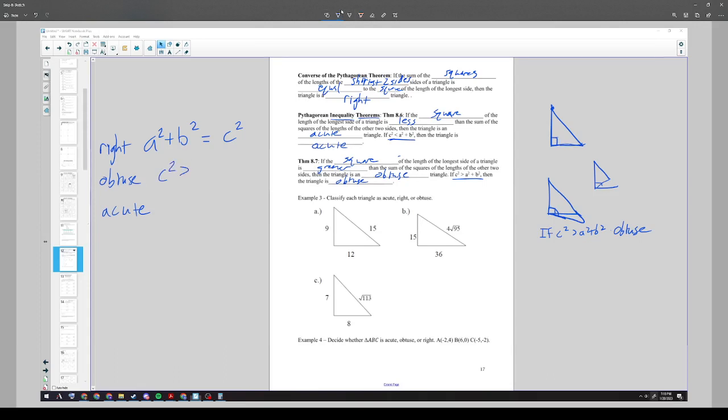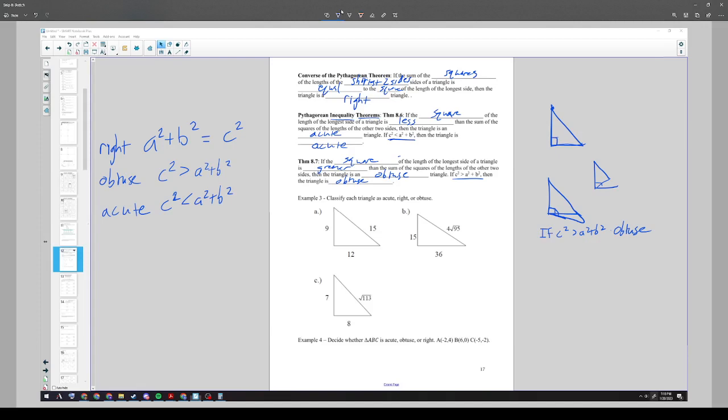So c squared is bigger than a squared plus b squared, c squared is less than a squared plus b squared. And all throughout this, we're still following our normal rule of triangles, which is that no side can be bigger than the sum of the other two.